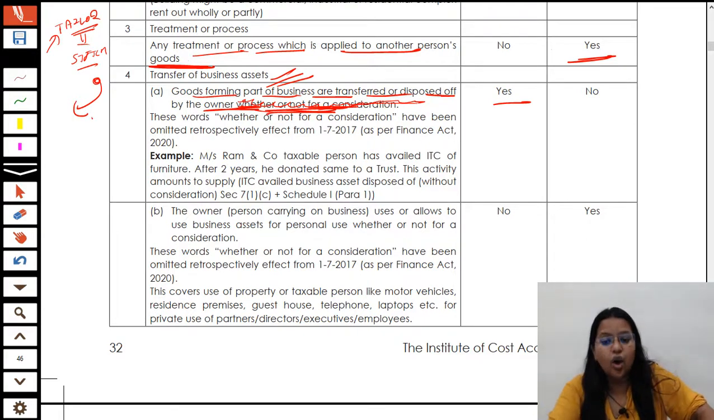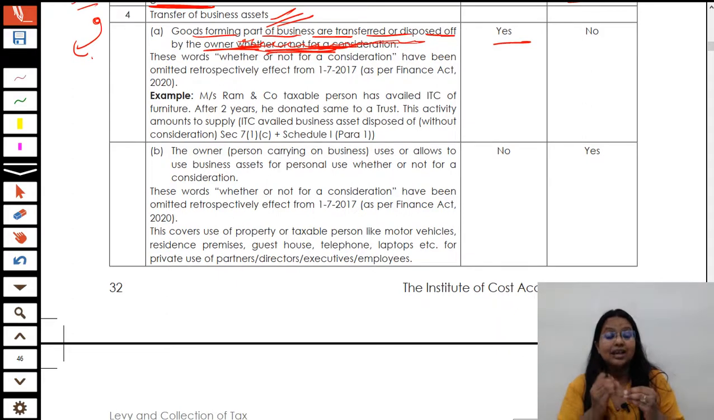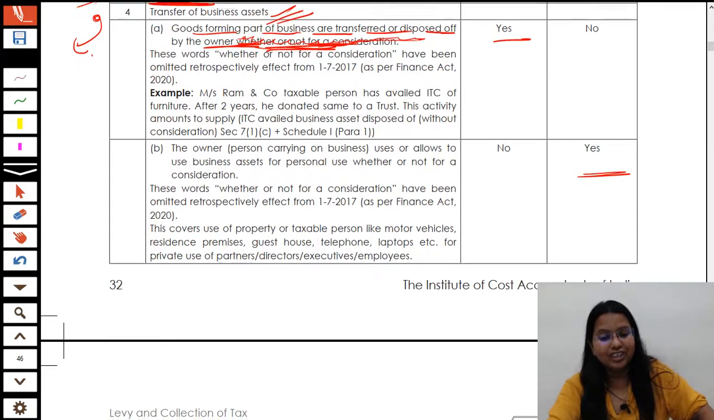Next is the owner uses or allows to use business assets for personal use. They just allow to use it. They have not transferred the title or ownership to a second person. So it will be a case of supply of services.